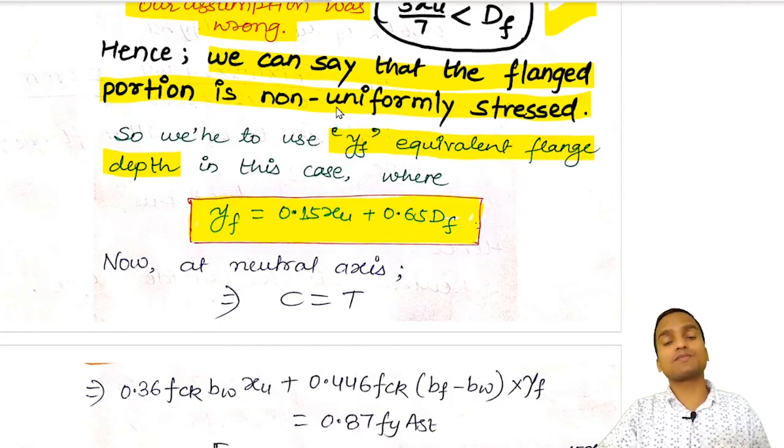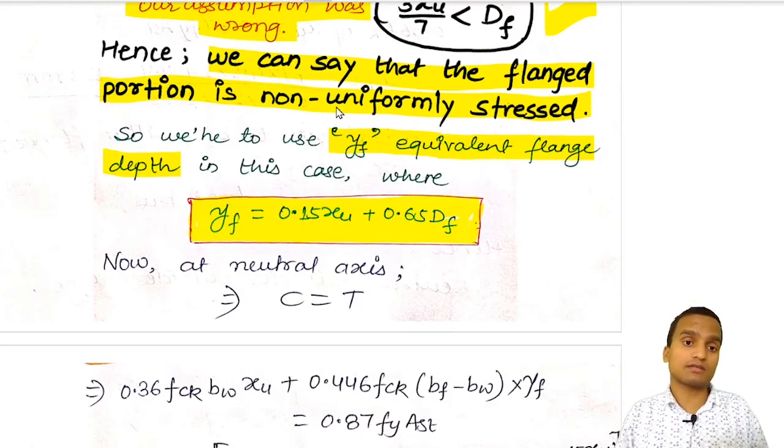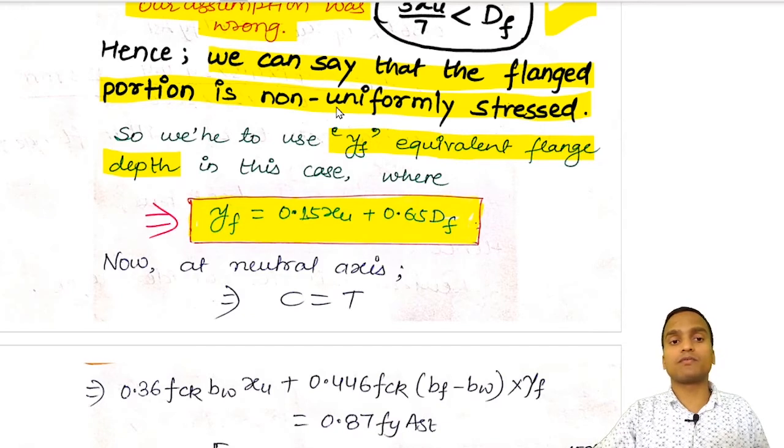This case becomes complex because the flanged portion is non-uniformly stressed, so the code provides us this simple value of yf to use in those equations and quickly arrive at the solution. So we put the value of yf equal to 0.15 xu plus 0.65 df. Now again we apply the equilibrium of forces at the neutral axis, where compressive force is equal to tensile force.